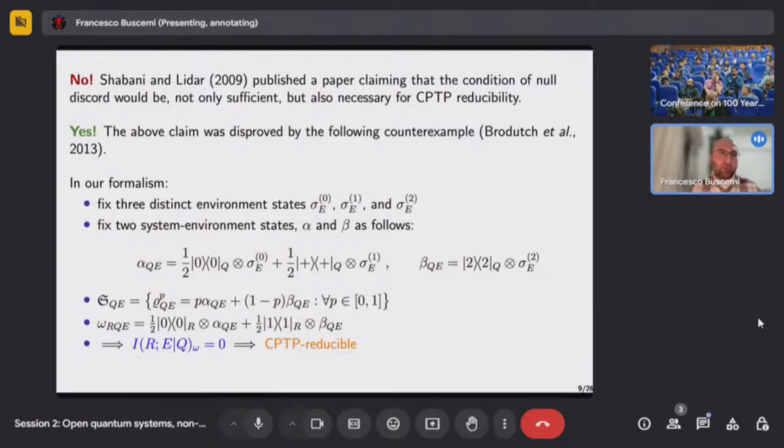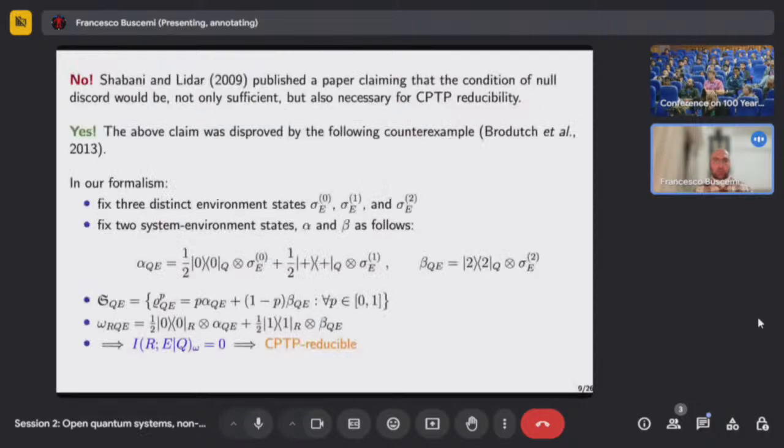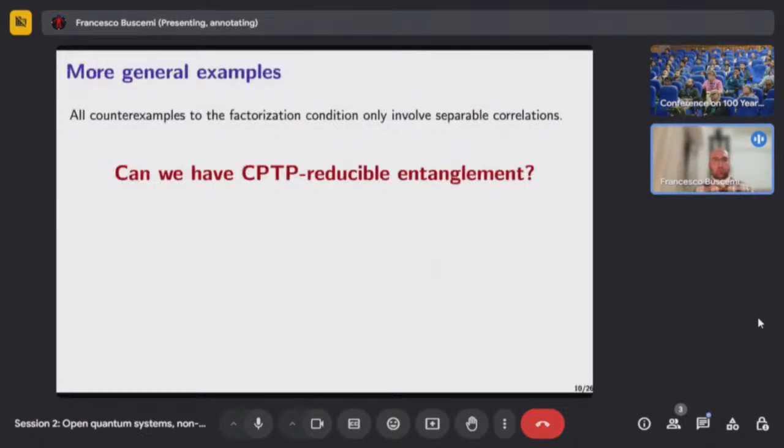But one can ask whether it is possible to go further. There are more general examples, in the sense that until now, all the counterexamples that we've seen to the initial factorization condition only involve separable correlations. For example, the state alpha and the state beta have only separable correlation between system and environment. These are convex combinations of tensor product states. So the natural question would be, can we have CPTP reducible entanglement? And yes, it is possible to have CPTP reducible entanglement, just because the Markov condition here is very flexible.